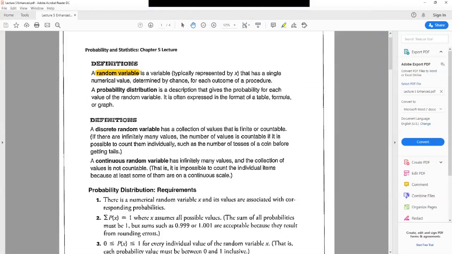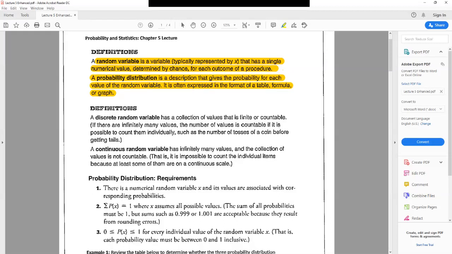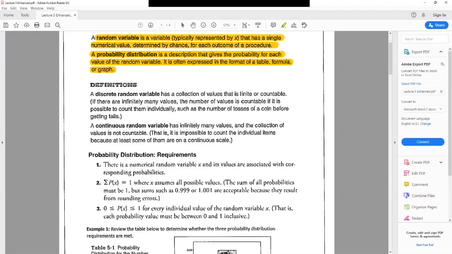A random variable is a variable typically represented by x that has a single numerical value determined by chance for each outcome of a procedure. A probability distribution is a description that gives the probability for each value of the random variable. It is often expressed in the format of a table, a formula, or a graph, and we will be looking at all different types this evening.